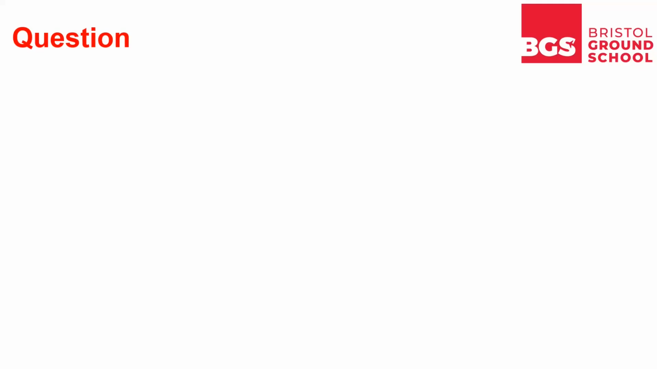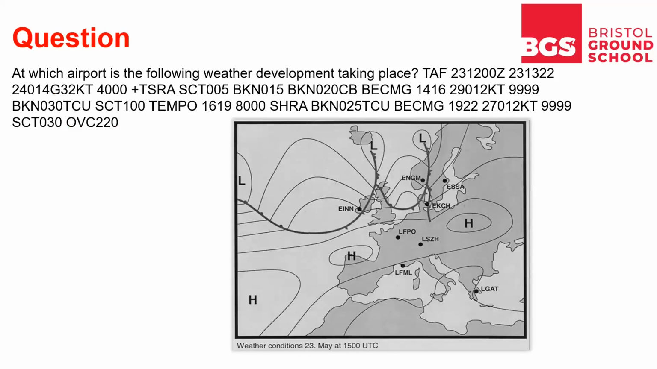This question refers to learning objectives contained within Group 10 of the learning objectives under meteorological information. The question is as follows. At which airport is the following weather development taking place?